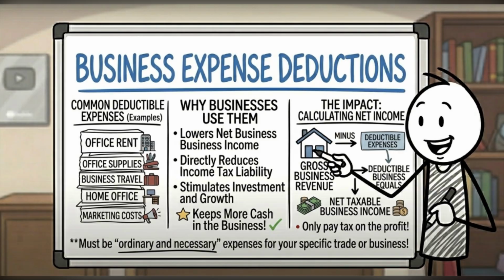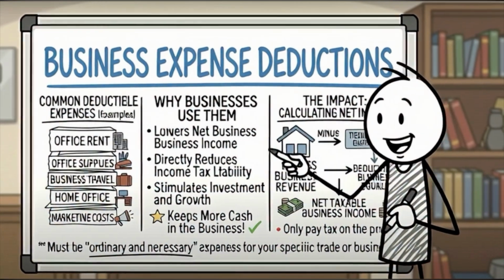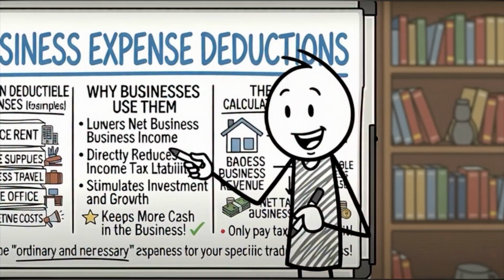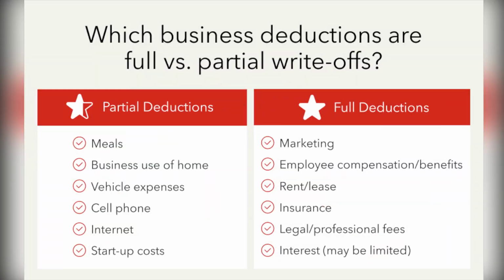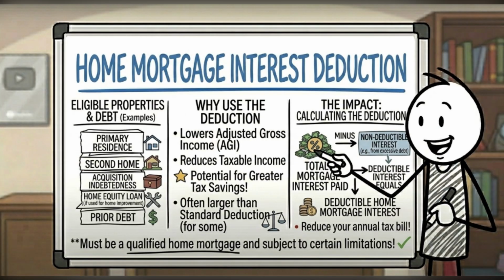Business expense deductions apply to self-employed individuals and business owners who spend money to operate their trade. The tax system has long allowed these deductions to ensure people are taxed on profit, not total revenue. Qualifying expenses include office supplies, equipment, advertising, and even a portion of home costs if you work from home. The key requirement is that the expense must be ordinary and necessary for the business. These deductions can dramatically reduce taxable income for entrepreneurs.